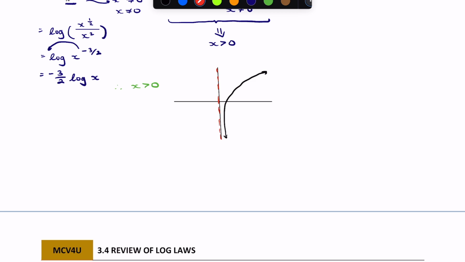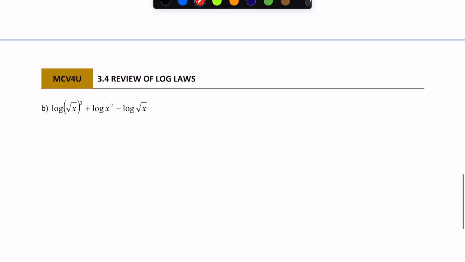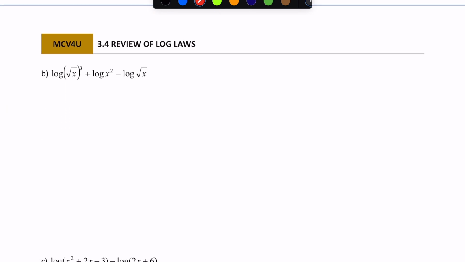Okay, let's continue on to example B. So here we have log of the square root x to the power of 3. If we're looking at this, we see that, again, there is a restriction: x has to be greater or equal to 0. We look at x squared, and there's no restriction on that.